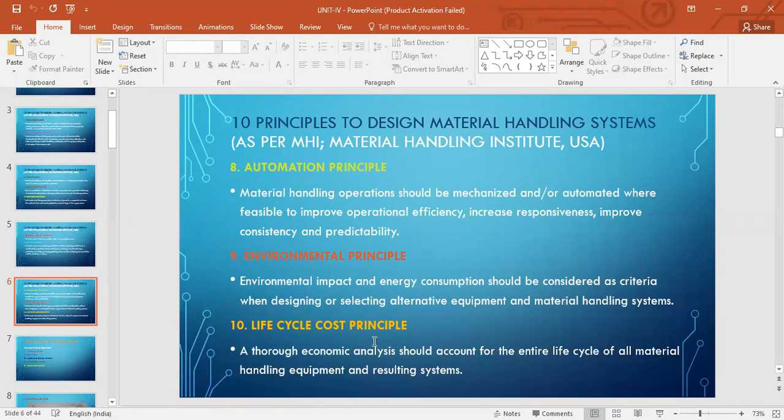Life cycle cost principle, that is a long-term analysis. A thorough economic analysis should account for the entire life cycle of all material handling equipment and resulting systems. So you have to look at how long you are going to use this system, and the economic analysis of it. So when can we achieve the returns on investment, ROI is what we call it, right? So that is also taken into account when it comes to life cycle cost principle. Okay, is it clear, these 10 principles of material handling?